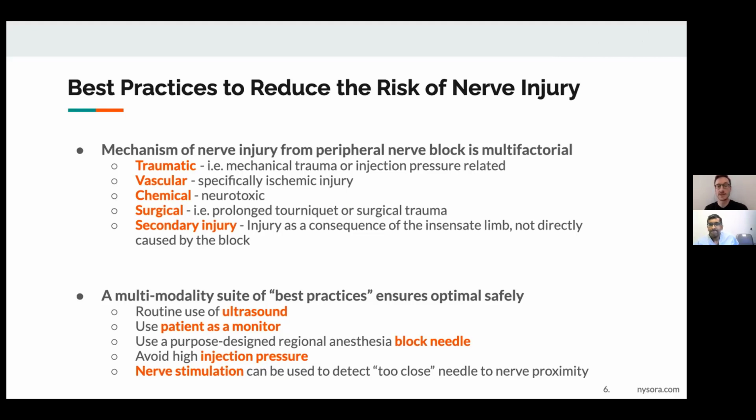It may be an ischemic injury or a vascular injury of some sort, secondary to the block we've done. Maybe a chemical injury, and fundamentally local anesthetics are neurotoxins. We just use them in a controlled dose and an appropriate dose, but a chemical injury could occur. Could be a surgical injury, could be secondary to a prolonged tourniquet time, or direct surgical trauma to the area.